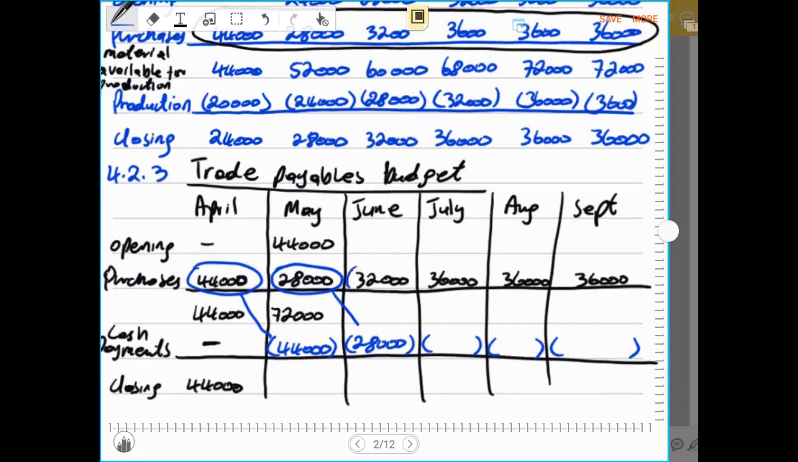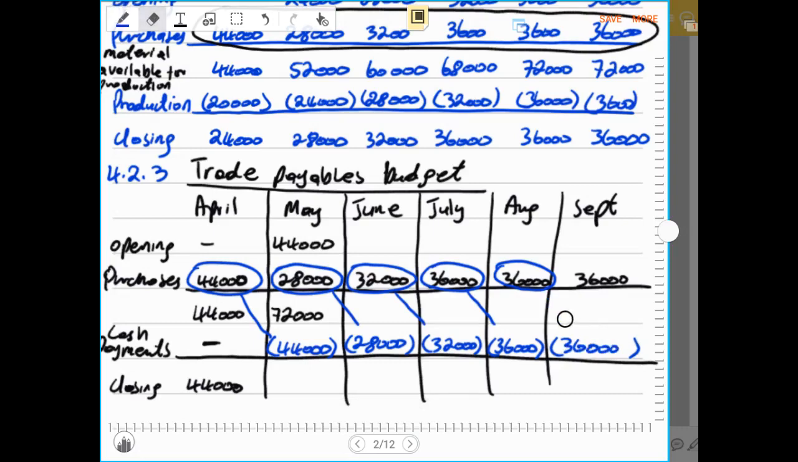And purchases in the month of June will be paid in the month of July. Therefore, 32,000 will be a payment in the month of July. Purchases in the month of July will be paid in the month of August. Therefore, 36,000 will be payment in August, and purchases in the month of August will be paid in the following month, or 1 month later. Therefore, 36,000 rands will be paid in the month of September.